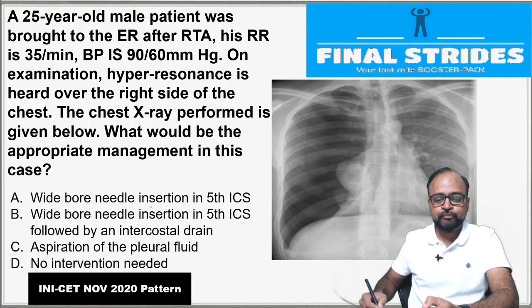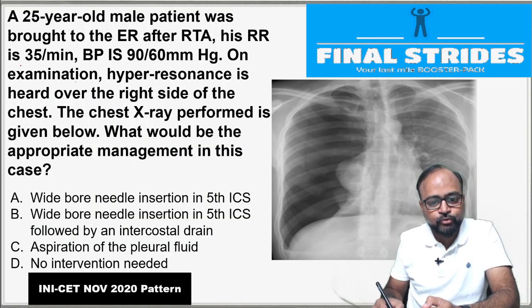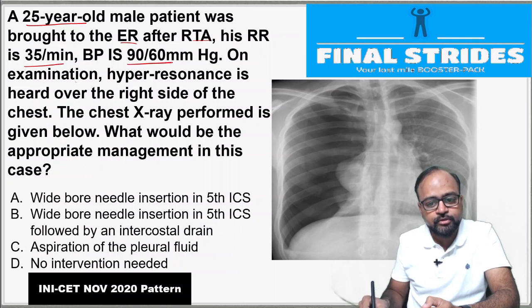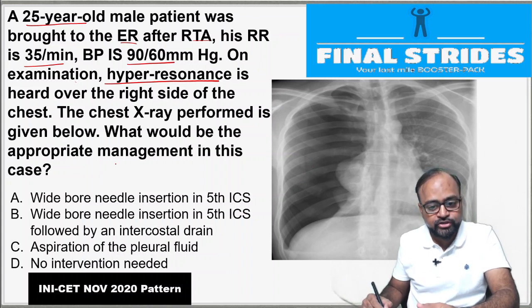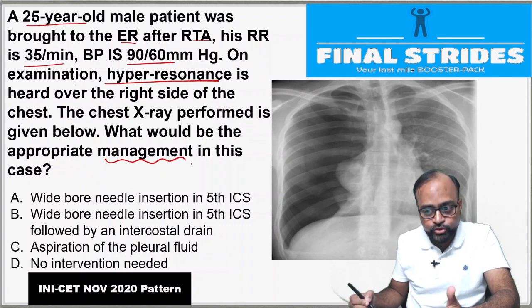So let us start. See here. This was a recent INI pattern exam question. A young male was brought to the ER after road traffic accidents. His respiratory rate is elevated, BP is low. On examination, there is hyperresonance which is heard over the right side of the chest. Chest X-ray is shown below. What would be the management? So they have asked you about the management, right? You must know what the diagnosis is.